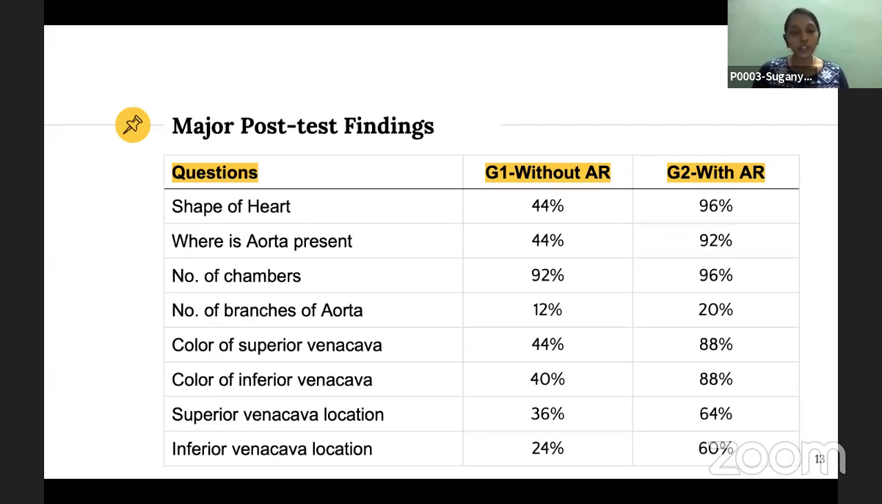Next, where is the superior vena cava present? This is a subject-oriented knowledge as well as a visual-based question. 36% from G1 and 64% from G2 answered correctly. Again, a similar question to the previous one, where is the inferior vena cava present? 24% from G1 and 60% from G2 answered correctly. The table summary itself clearly shows how effective augmented reality-based teaching is.